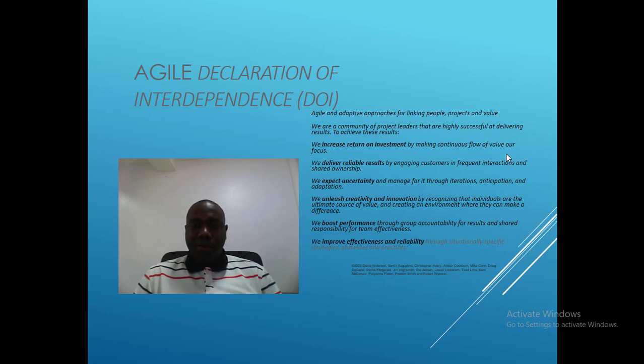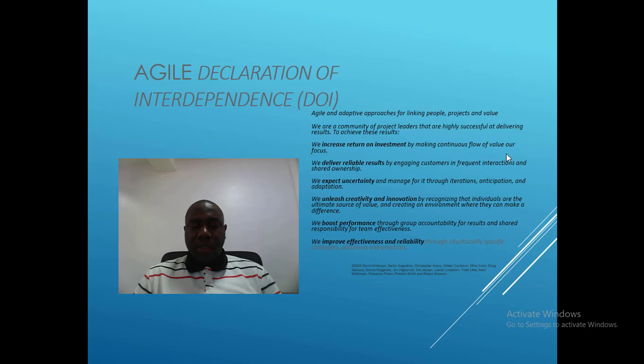The key word is iterations, bit by bit. Anticipation: they expect changes to come. Uncertainty: Agile thrives in an environment with a high level of uncertainty. And we quickly adapt. Adaptation is one of the key elements of Agile Project Management.